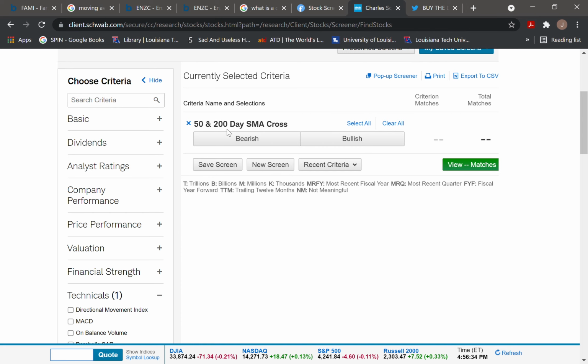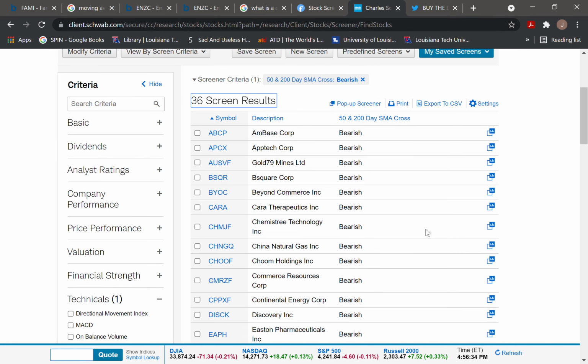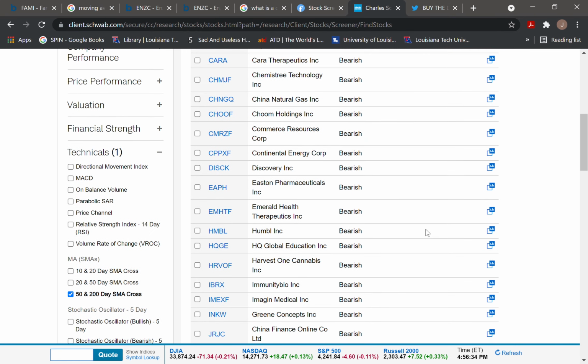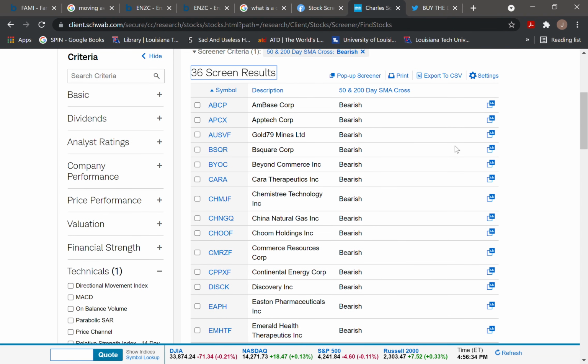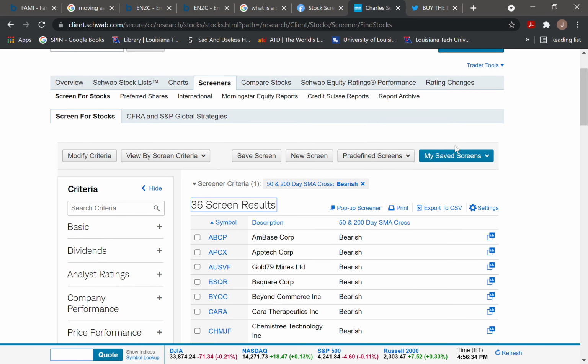So my screener on Schwab, 50 to 200 day SMA cross, is it bearish, death cross, or bullish, right? We can run this really fast, and there are 36 stocks that have recently made a death cross. And as you see, ENZC is not here, right? So you don't need to worry about that. But in a day or two, it could play out, and that could be worrisome.